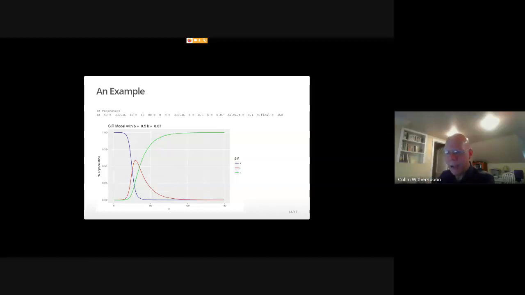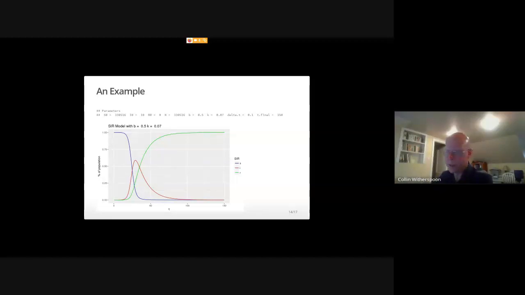I chose a B value. Remember, the B value is that probability that an infected person would run into a susceptible person and get them infected. I chose 0.5, so think about that. You have a 50-50 chance of an infected person running into a susceptible person and getting them infected. That's pretty high. All right, K equals 0.07. Remember, 1 over K is basically the number of days the person is infected and contagious.